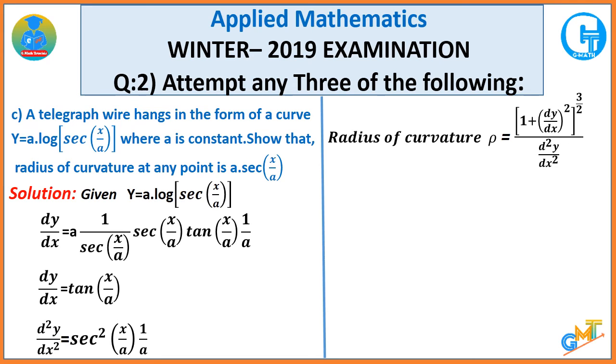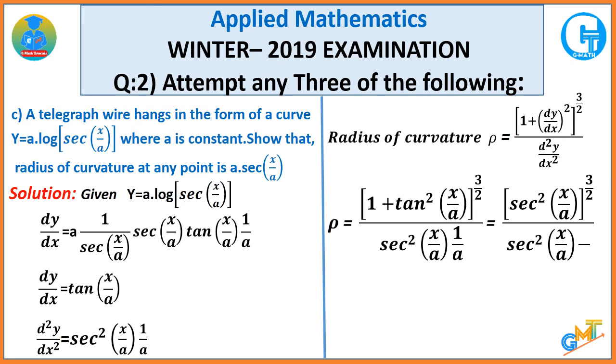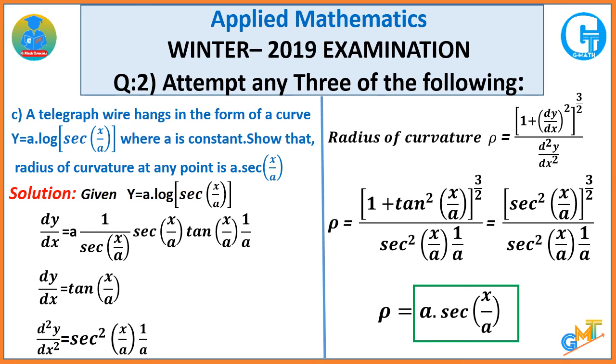Then by above first derivative and second derivative put in the formula, then the rho is equal to 1 plus tan square x upon a bracket raised to 3 by 2 divided by sec square x upon a into 1 upon a, and it is equal to, as 1 plus tan square theta is sec square theta, we get sec square x upon a. By deleting sec square raised to 3 by 2, it becomes sec x upon a into sec x upon a. This is remaining. So the rho is a into sec x upon a, this is the required radius of curvature.